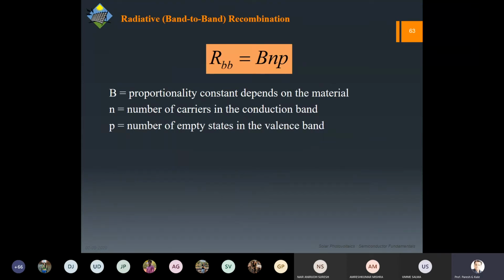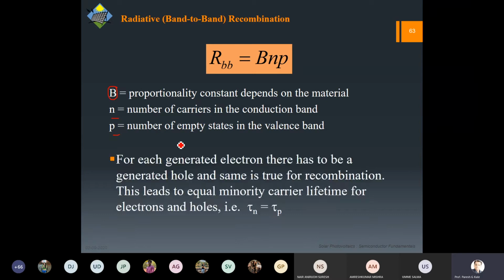The rate of recombination can be given for this. It's a straightforward formula where N and P are carriers and B is the proportionality constant, which is determined for a particular material. And again, as I've said, the electron and hole minority carrier lifetime would be more or less the same. Though actually it won't be, but we can generalize this.